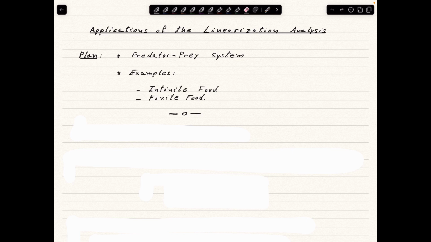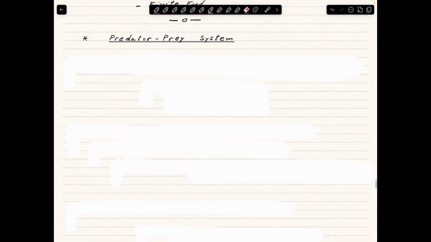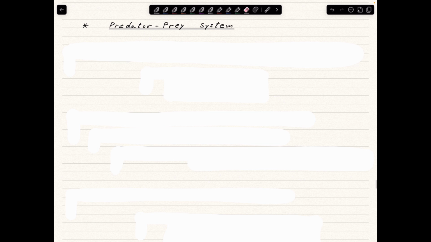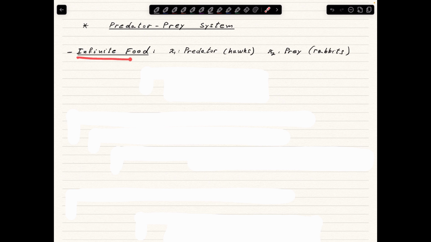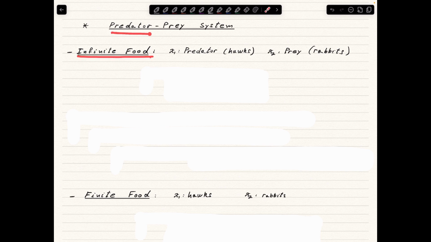Let's start introducing the predator-prey system. There are two main types of equations for the predator-prey system. The first type of equation is called the infinite food case, and the second type is called the finite food case. Let's focus on the infinite food case. The predator-prey equations in this case are the following.